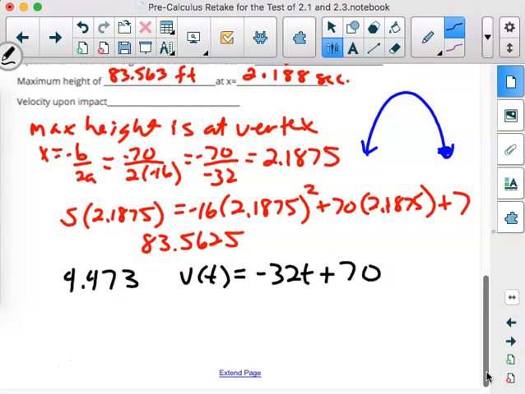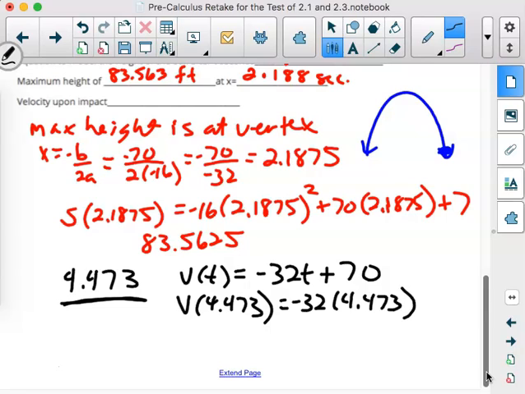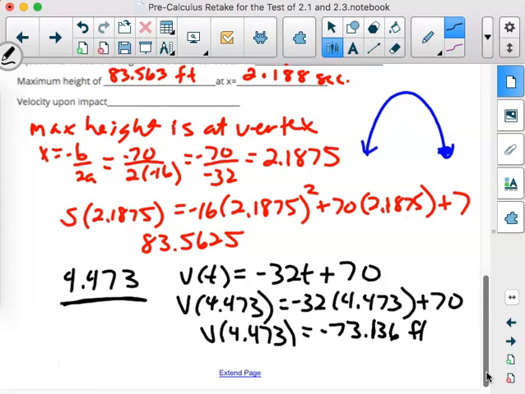And since we want to know when it hits the ground what the velocity is, we have to put in that time of 4.473. And that came out to be about negative 73.136 feet per second.